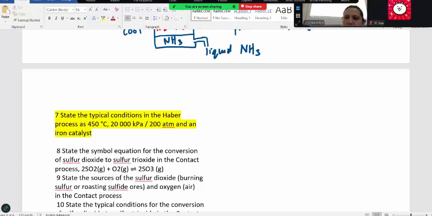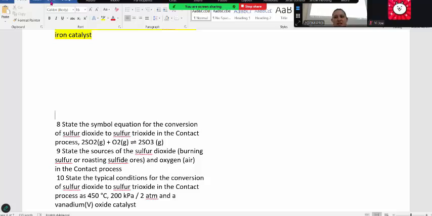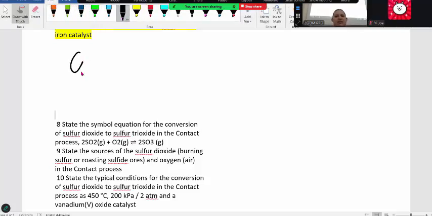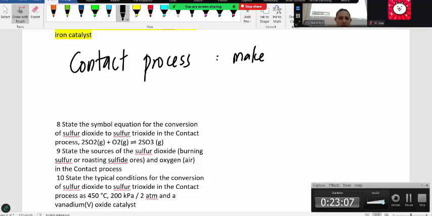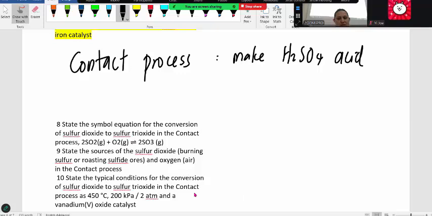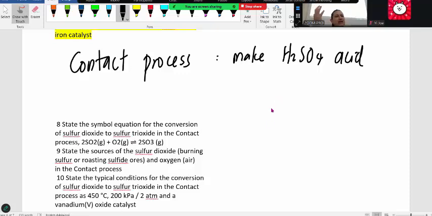Okay. Now we're going to talk about the next one, contact. Contact process is not by Mr. Contact. Contact process is just a name. It's to make sulfuric acid. Okay. Why is sulfuric acid important? Sulfuric acid is used to make a lot of things. Sulfuric acid is used to make car batteries. Sulfuric acid is used to make paint, dyes, plastic, chemicals, fertilizer.